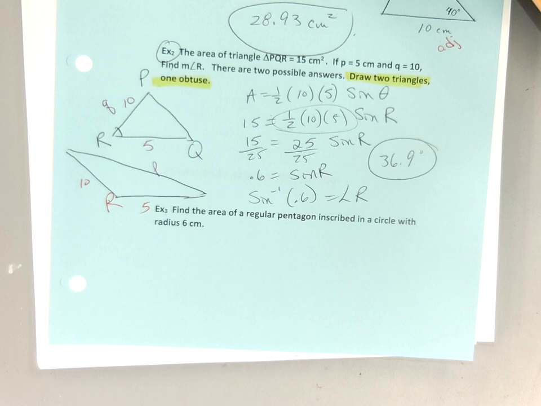If you set up the formula with this triangle, it's the exact same formula. If you set up the formula with this triangle, it's the exact same formula, you get the exact same answer. That angle's not 36 degrees. So think, come on, how would I get this angle?